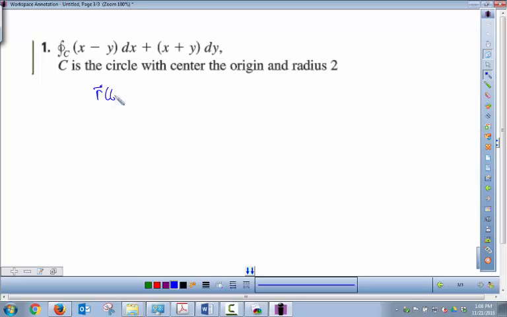r of t is a circle of radius 2. Now, they should have mentioned whether this is going in the clockwise or counterclockwise direction, but let's just say it's going to go in a counterclockwise direction. And then you have radius 2. So the circle is going to be the cosine and sine combination. So that's 2 cosine t and then 2 sine t. And then we're going to let t go from 0 to 2 pi.